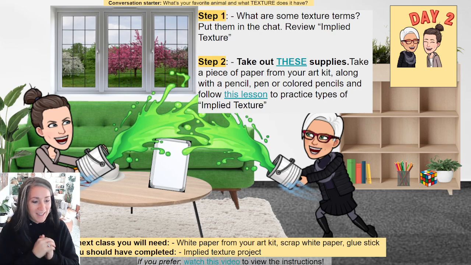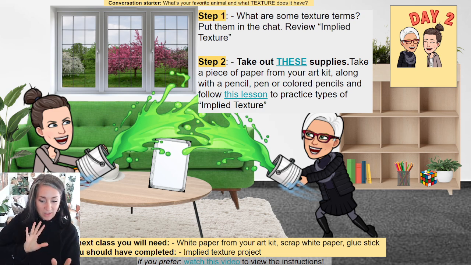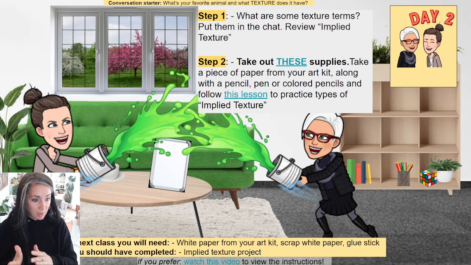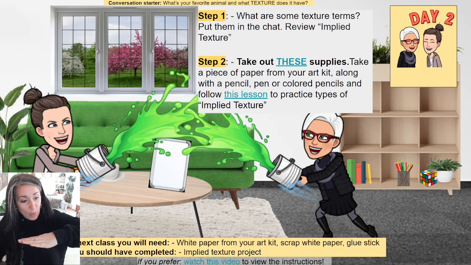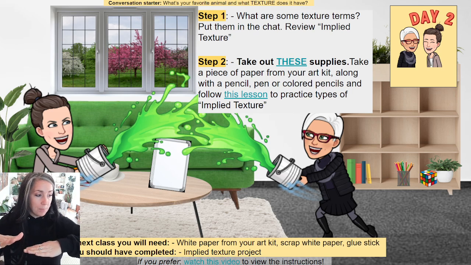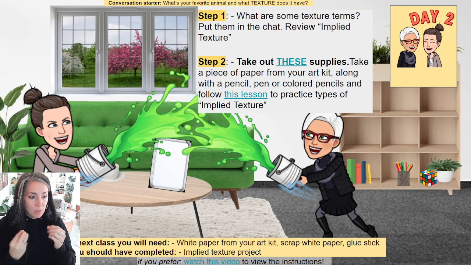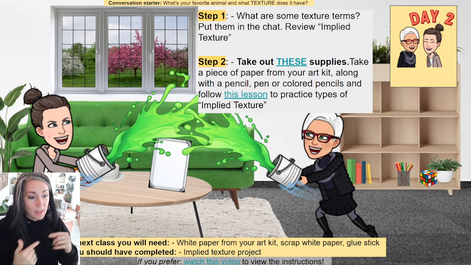It's been a minute since we've talked about the difference between implied texture versus actual texture, but we did make those rubbings last class. Remember that? Where we took things that had actual texture, we put our piece of paper on top of it, we took a crayon or a color pencil, and we kind of colored sideways over the top, and we got those textures that were actual textures on the actual thing to look like implied textures on the paper.